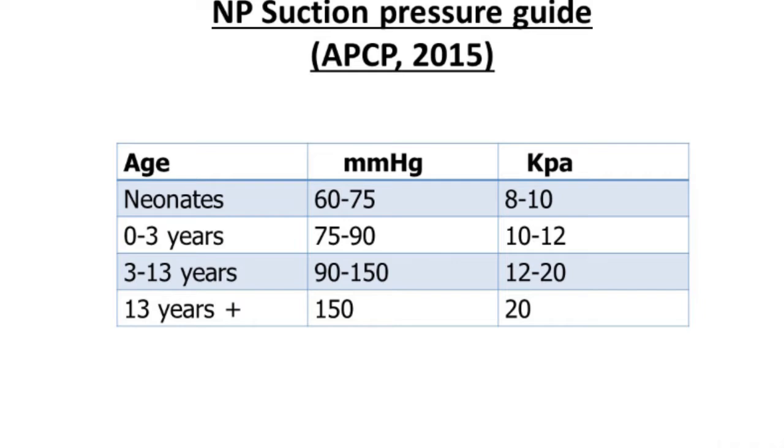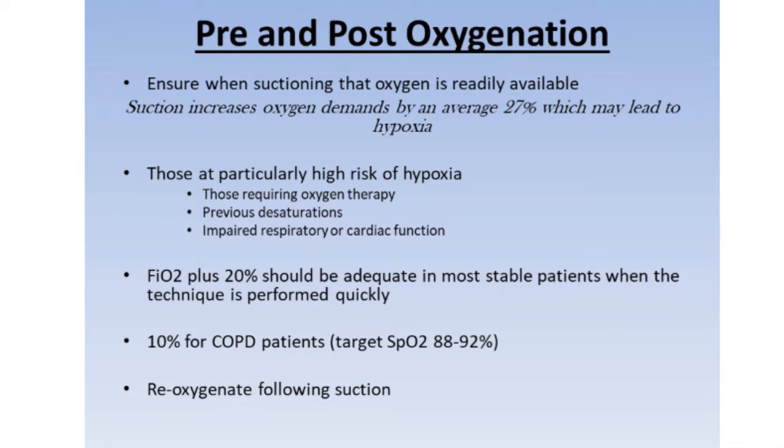On this slide you'll see the APCP guidelines for suction pressures for children. Again, this is just a rough guide and the smallest pressure to be effective should be used. Then, about pre and post oxygenation: ensure when suctioning that oxygen is readily available. Suction increases oxygen demand by an average of 27%, which may lead to hypoxia. Those at particularly high risk of hypoxia are those requiring oxygen therapy, previous desaturations and impaired respiratory or cardiac function.